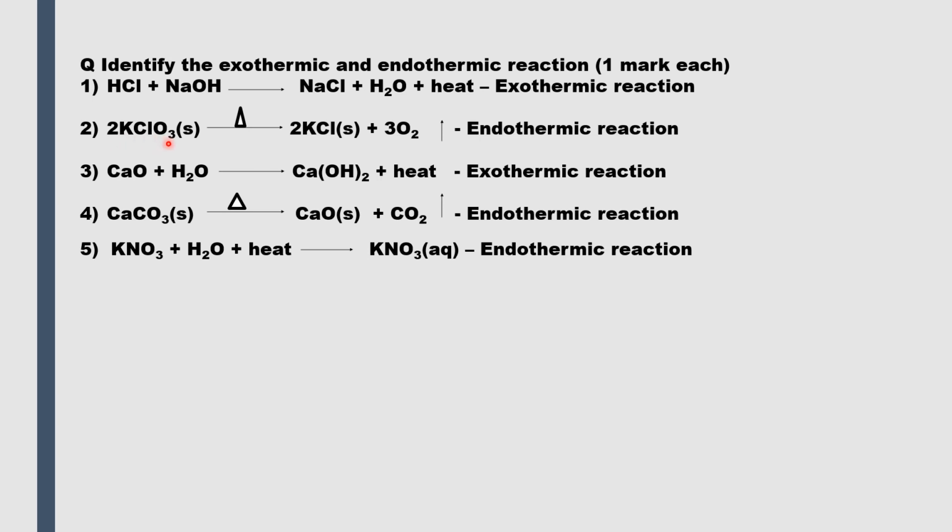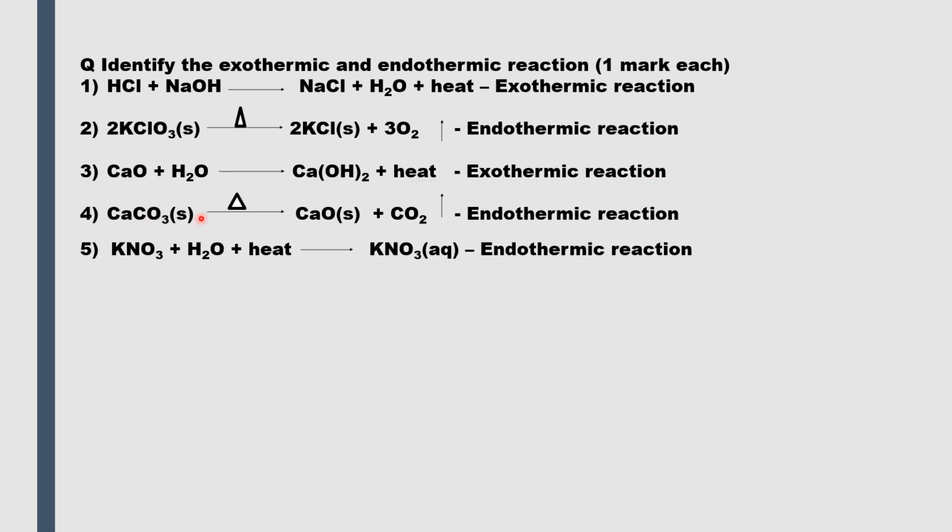When potassium chlorate, that is KClO3, is heated, then this heat energy is used to break the bonds between the atoms of potassium chlorate and also for the process of decomposition of potassium chlorate to form potassium chloride and oxygen. So since heat is absorbed in this chemical reaction, it is an endothermic reaction. When calcium oxide reacts with water, calcium hydroxide plus heat energy is liberated here. So it's an exothermic reaction.